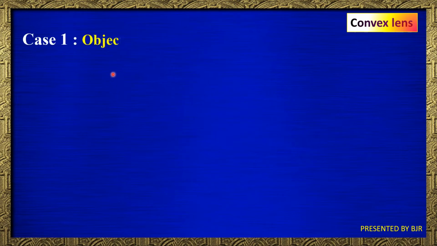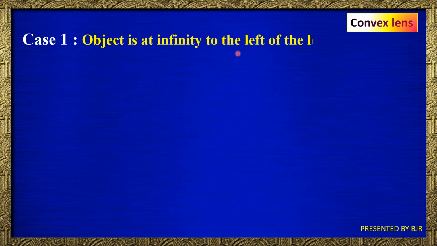So here is case 1. That means convex lens ray diagrams I am drawing here. Case 1: object is at infinity to the left of the lens. That means here is a convex lens. To the left of that lens an object is there which is at infinity. This is the convex lens. Let us locate the various points of this lens.